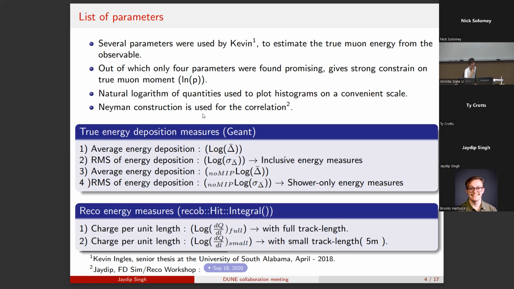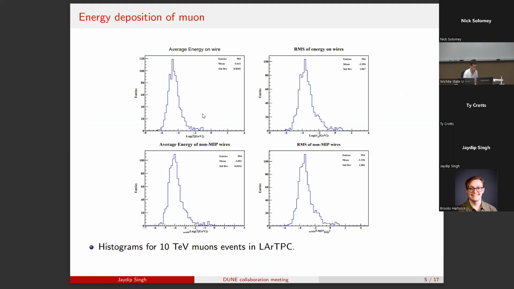And then I also performed the analysis for 2 objects that are made from the reconstruction step, hits and space points. So hits are used to get the total charge, from the hit integral object, and for reconstruction of the space points we are using Pandora. So this is the first 4 histograms for the 4 parameters. This is for the 10 TeV event. So one can generate similar histograms for various energies, like starting from 100 GeV to 50 TeV.